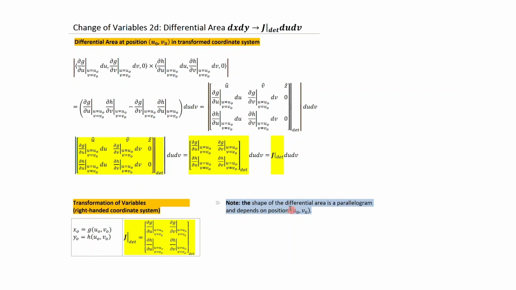Now, the shape of the differential area in this case is a parallelogram, but its shape depends on position in general. It'll depend on location u0 and v0, whereas in Cartesian, essentially you ended up with a square or a rectangular object, and it didn't matter where you were in the xy space, you end up basically with the same shape.